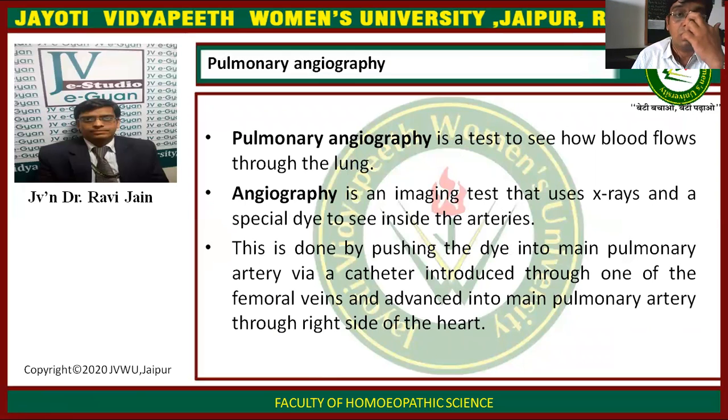Next, the next invasive method is pulmonary angiography. Pulmonary angiography is a test to see how blood flows through the lungs. Angiography is an imaging test that uses X-rays and a special dye to see inside the arteries. This is done by pushing the dye into the main pulmonary artery via a catheter introduced through one of the femoral veins and advanced into the main pulmonary artery through the right side of the heart.